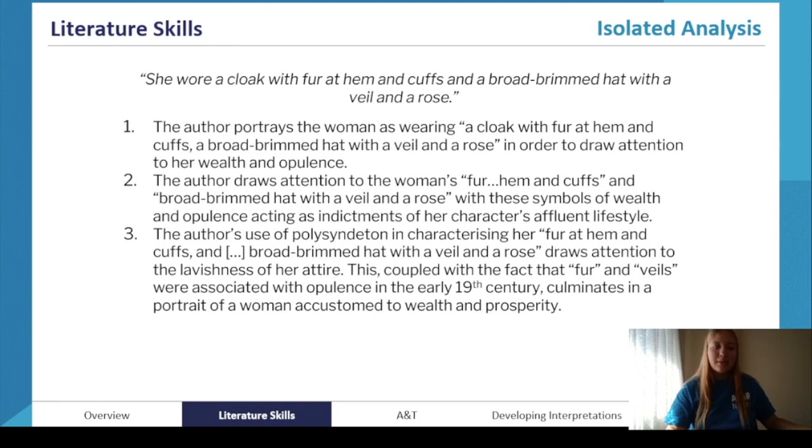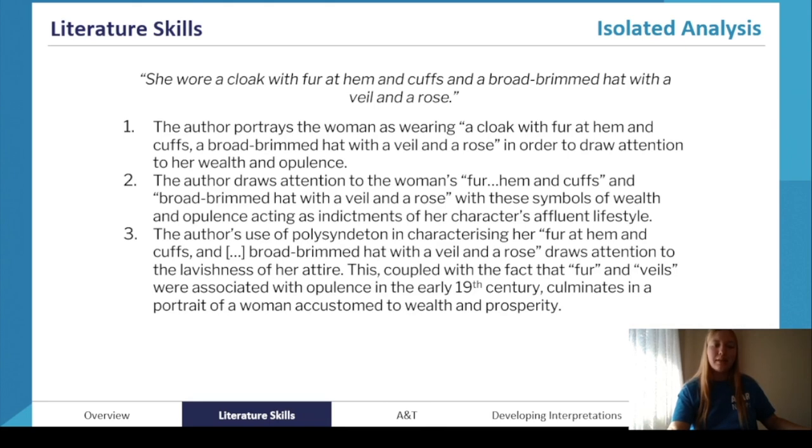Looking at the second example, the author draws attention to the woman's fur hem and cuffs and broad brimmed hat with a veil and a rose, with these symbols of wealth and opulence acting as indictments of her character's affluent lifestyle. Not a particularly new idea. Affluent lifestyle and wealth are quite related, but it's just strengthening our analysis. And we've also shortened down the quote and made it concise and nicely flowing in the sentence.